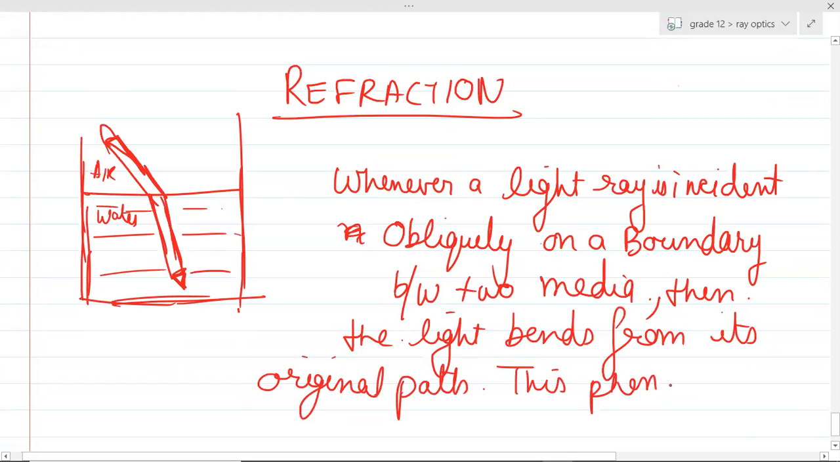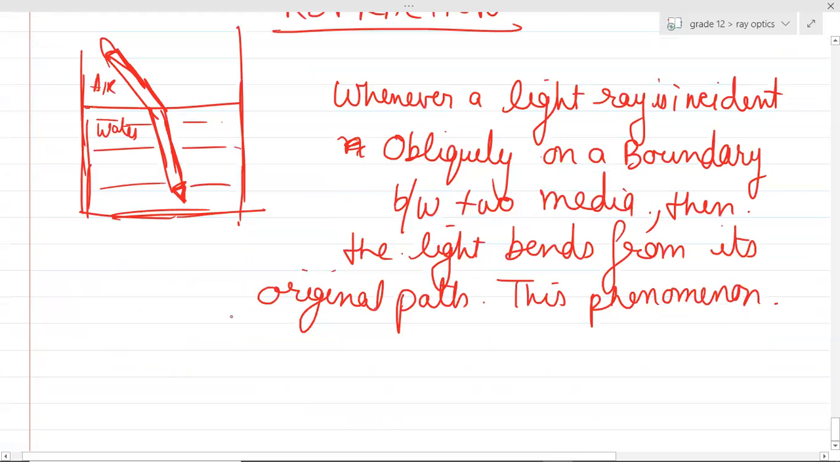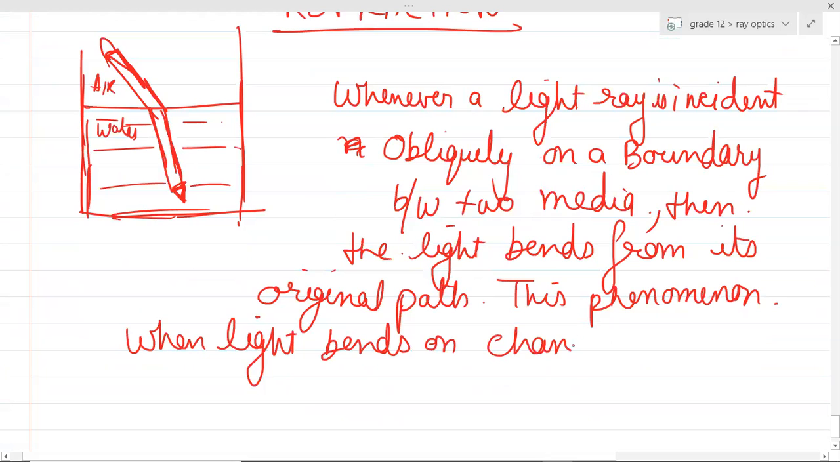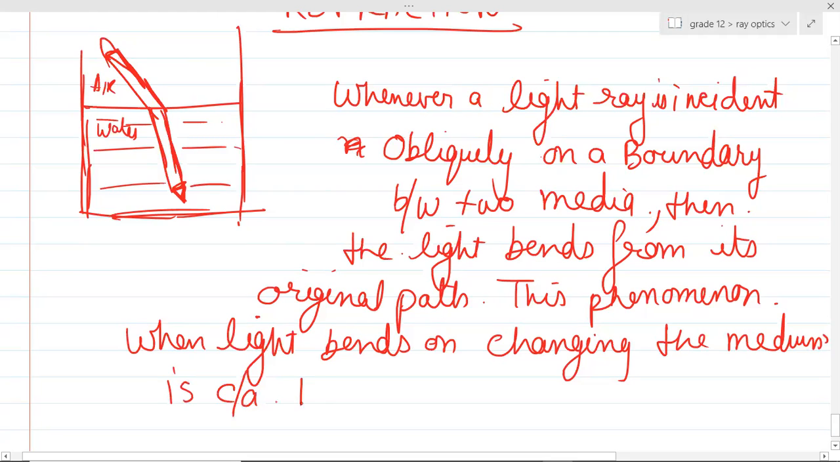This bending phenomenon, the bending of light when it changes its medium, when light bends on changing the medium, is called refraction of light. Please write it down.